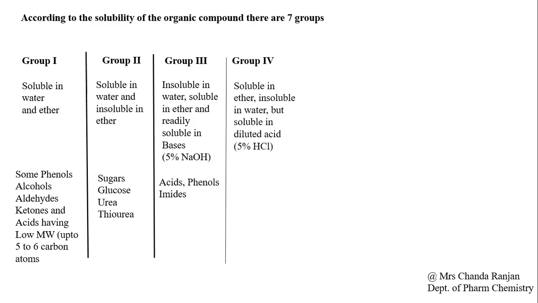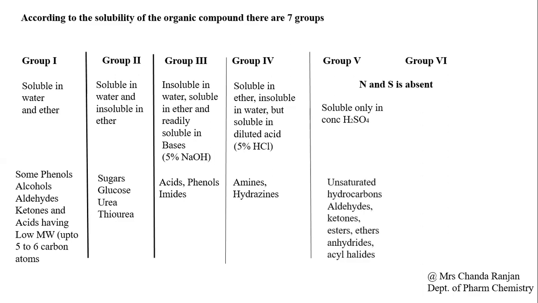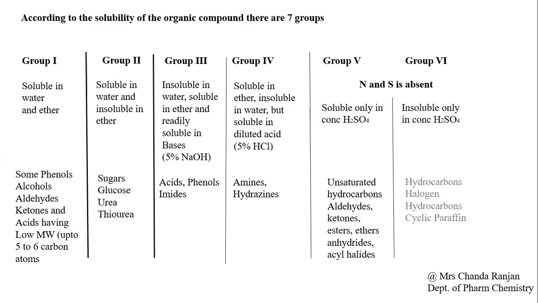Then we have group 4, which are soluble in ether but insoluble in water, but are soluble in dilute acids, that is 5% HCl, a mineral acid. These are amines and hydrazides. Then we have group 5 and group 6. I have written them together because in both, nitrogen and sulfur are absent, and they differ in that group 5 compounds are soluble only in concentrated H2SO4. Examples are unsaturated hydrocarbons, aldehydes, ketones, esters, ethers, anhydrides and alkyl halides. The other one, group 6, is insoluble in concentrated H2SO4. These are hydrocarbons, halogen hydrocarbons and cyclic paraffins.